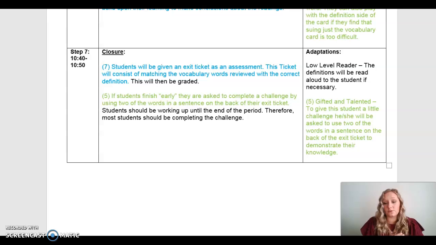So this is more so aimed towards my gifted and talented students, which I'm going to assume will need that extra challenge or that extra work because they're probably going to get those words extremely quick. Therefore, we're using that entire class time and giving them an opportunity to show their knowledge in another way.